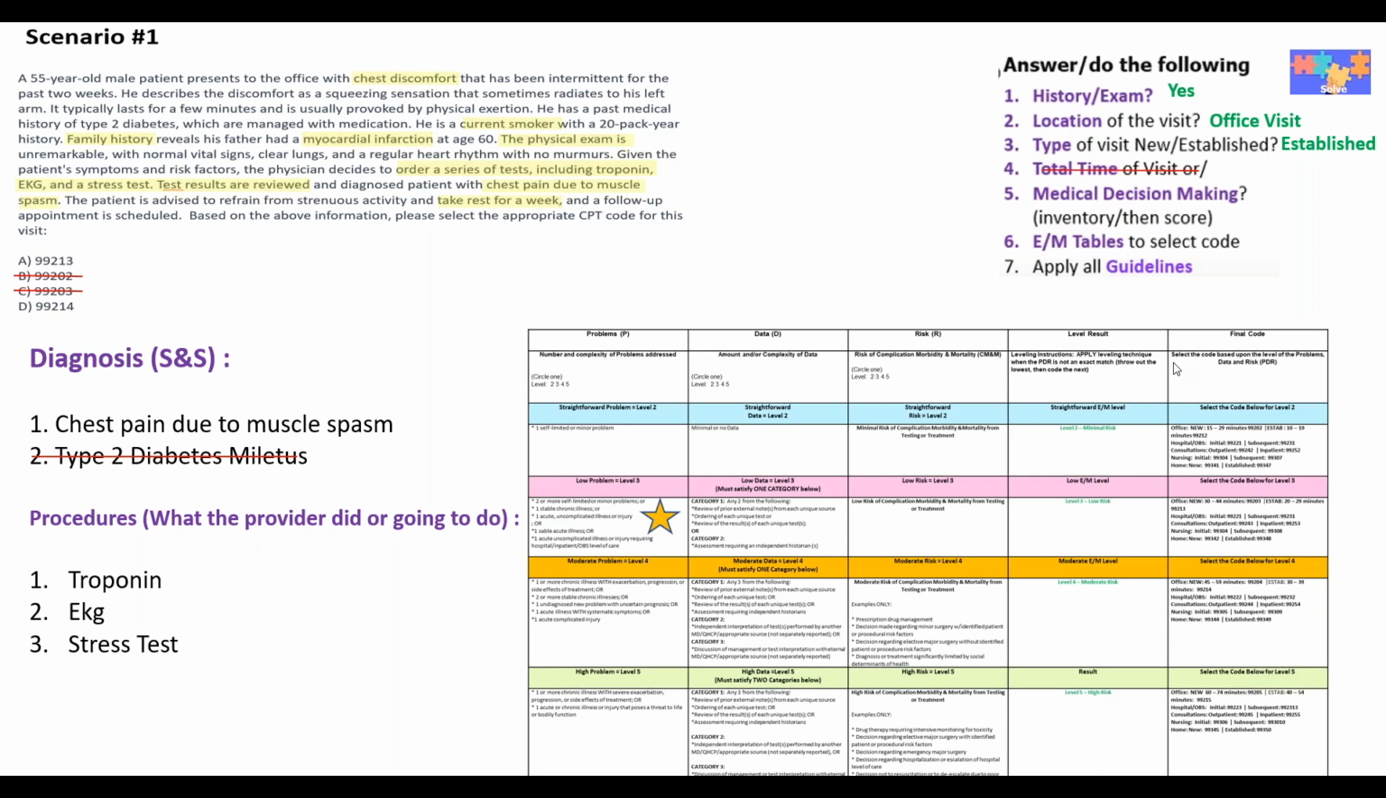So let's make this one an interactive session. So how about the data? We have a 3 test, unique test, which has been ordered and reviewed. So I think that will only fall in low data level. Yes, only category 1 has been satisfied. That's a low data. And how about the risk? Yes, that is a low risk.